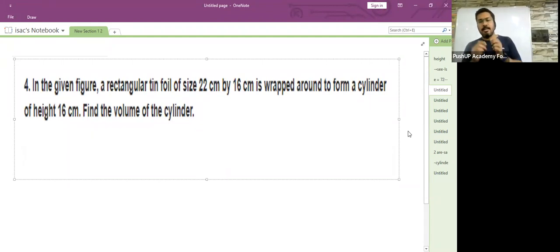Draw the figure, everyone, and label the values. I'll do it for you later. Let me solve this one.